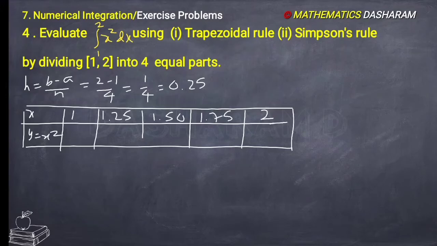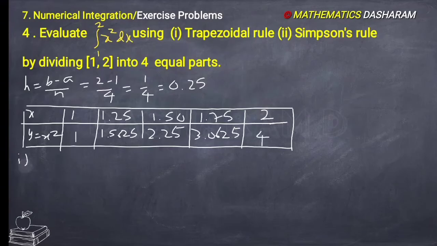Now find out the y values. So here x value 1, then y value is 1 square, 1, and x value 1.25, then y value is 1.5625. Next x value 1.50 and its y value is 2.25. X value 1.75 and its y value is 3.0625. X value 2, y value is 4.